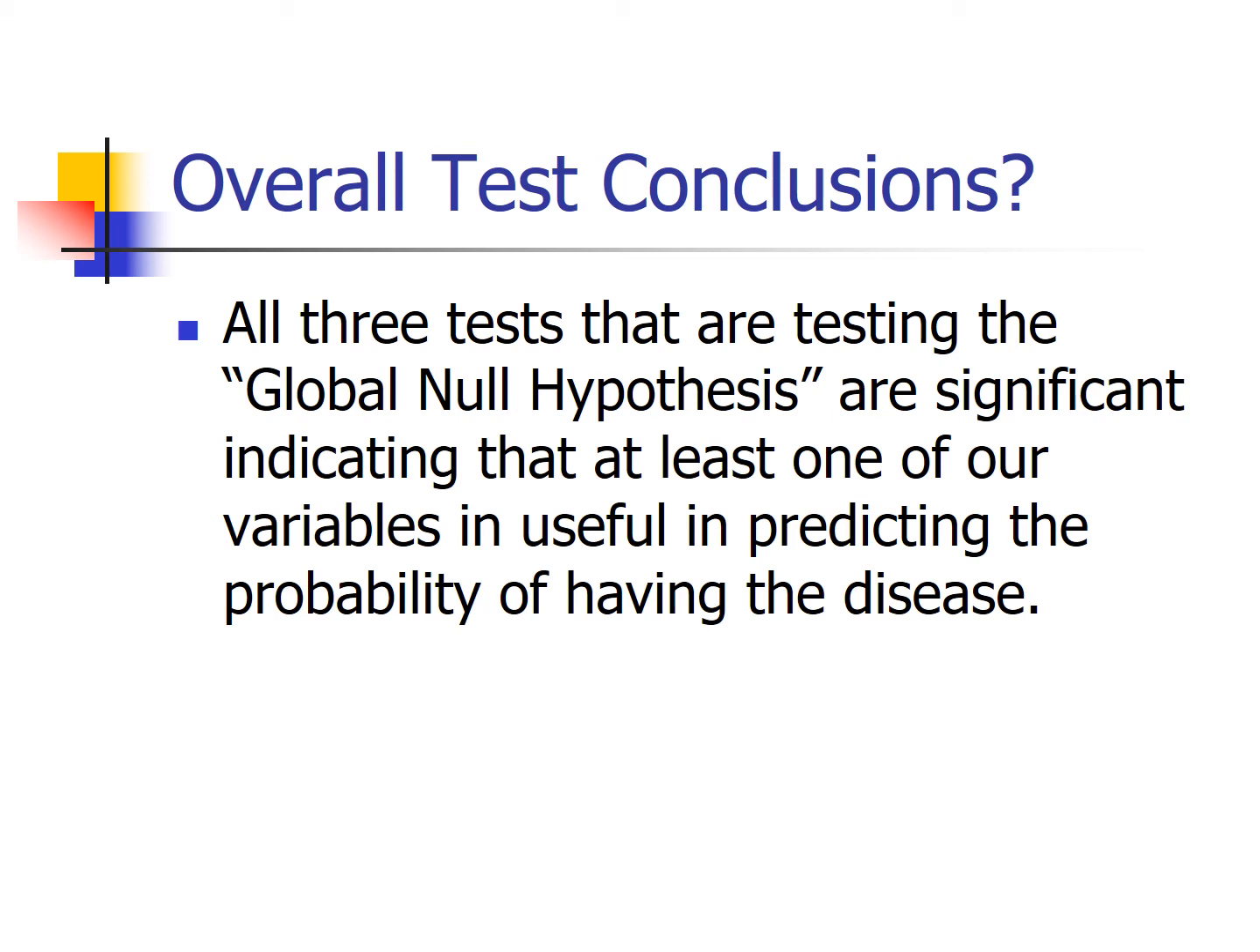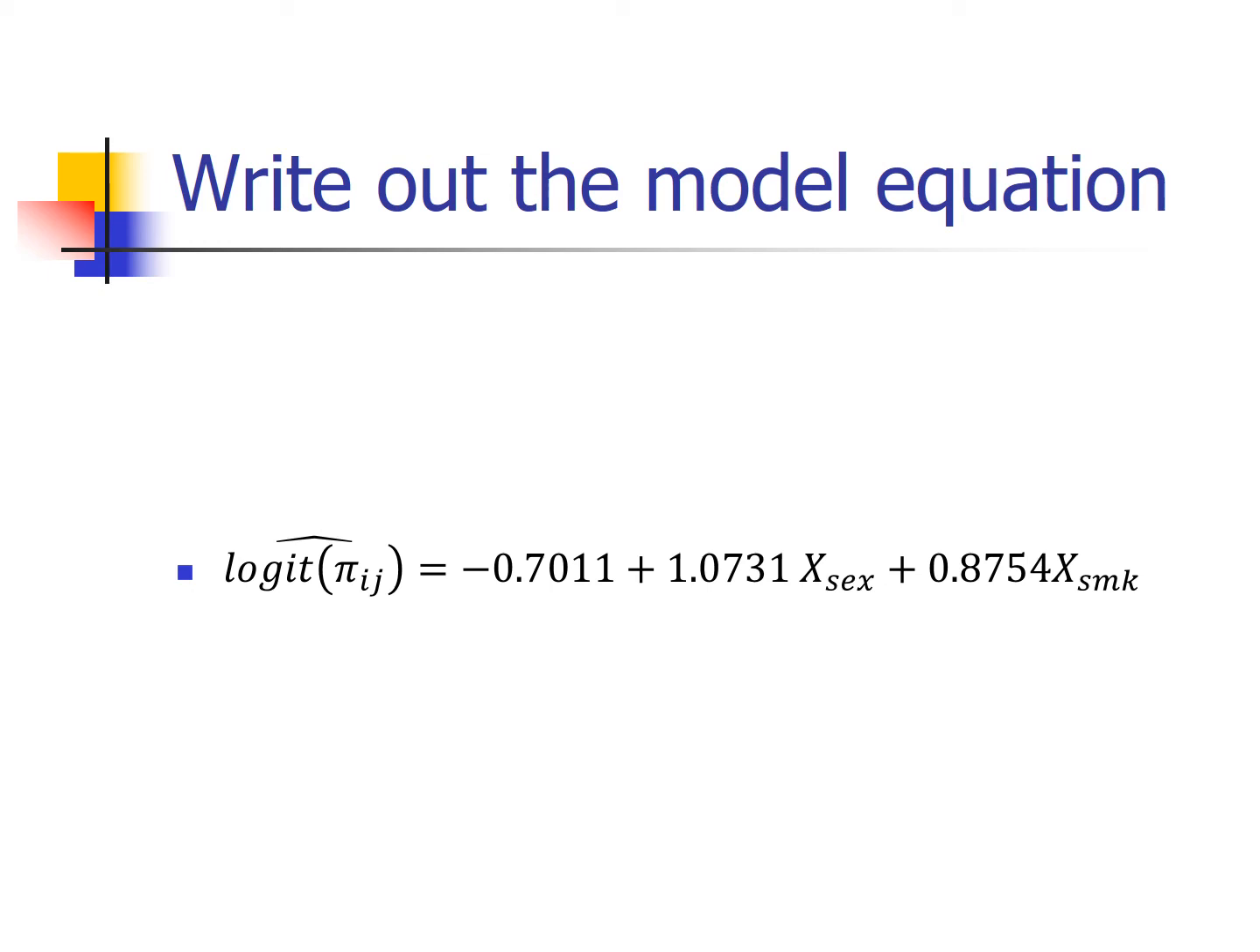So in terms of our data, all three tests are significant, indicating that at least one of our variables is useful in predicting the probability of having the disease. Now, if I wanted to write out the model equation, that's what it would look like. Remember, the left-hand side is that logit function. We're not saying the probability is equal to that. We're not saying the odds are equal to that. We're saying the log odds are equal to that.